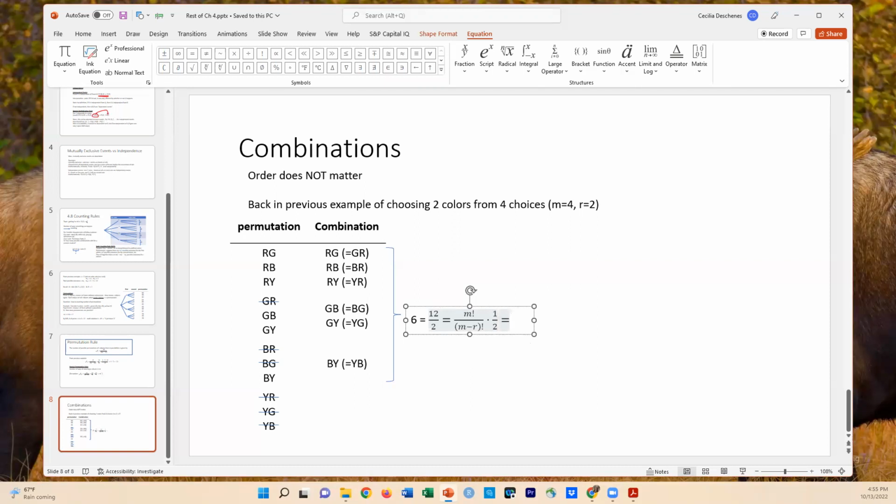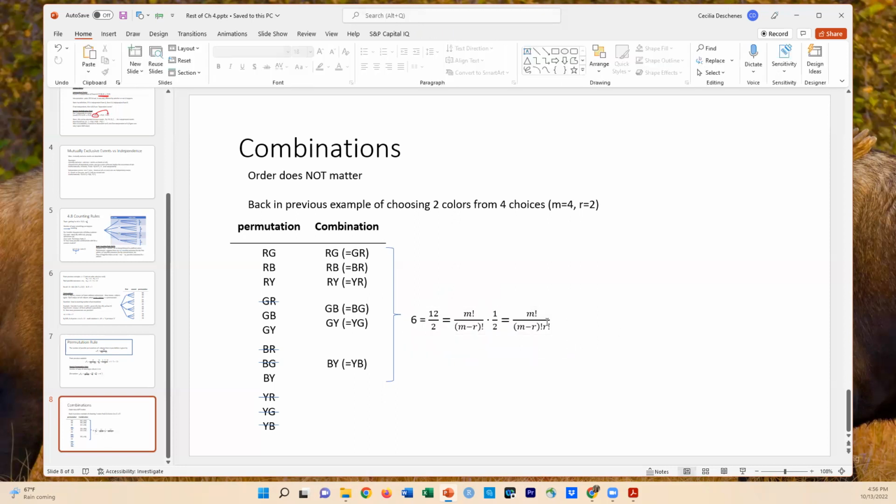So it turns out it can be shown by many examples or by mathematical proof, which we're going to be skipping over, that the formula is going to be m factorial over (m minus r) factorial, and then we're also going to divide by r factorial. And from that, we get the combination rule.